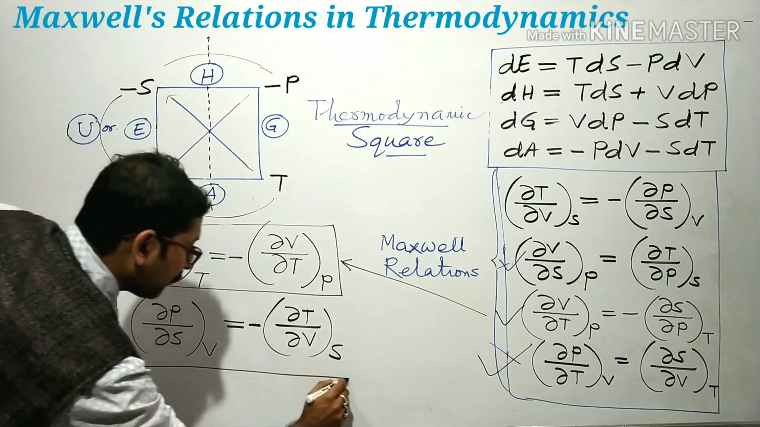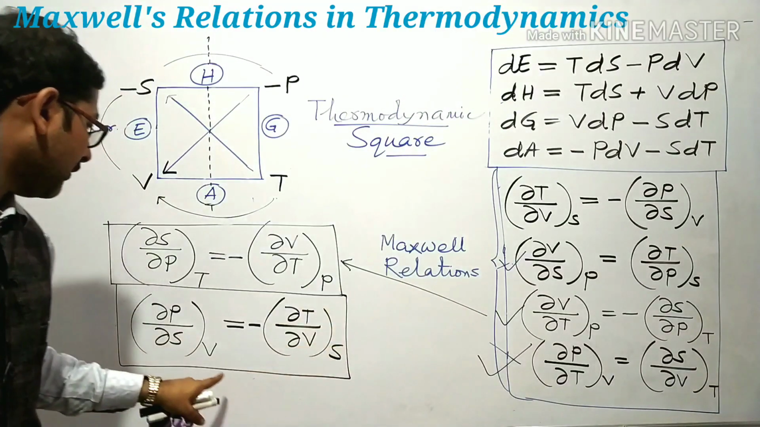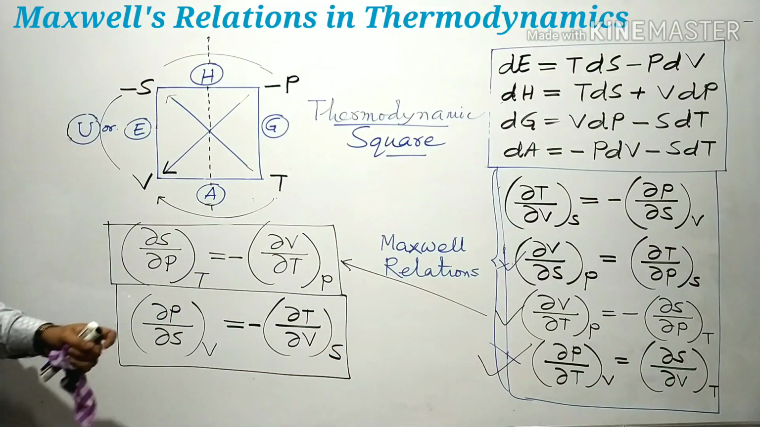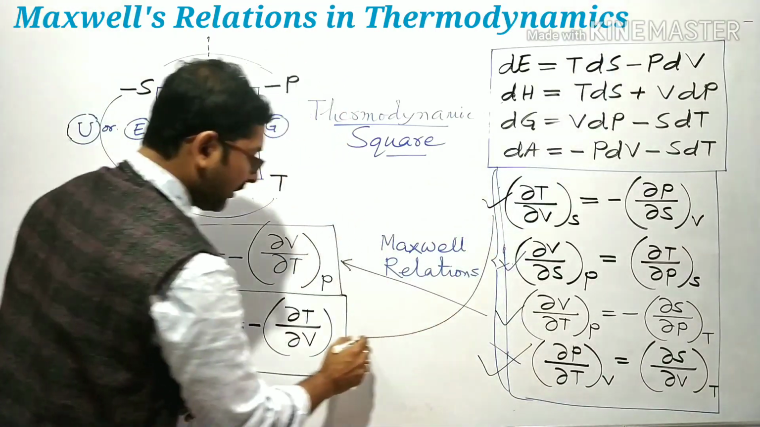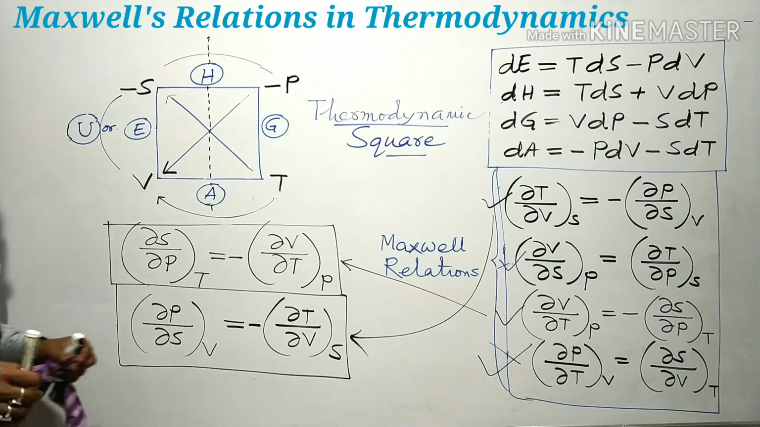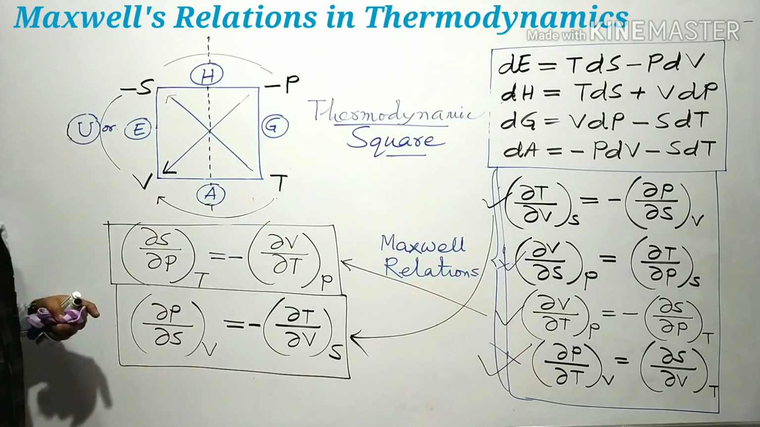This is our fourth thermodynamic Maxwell relation. We can verify it from here. Del P del S at constant V equals minus del T del V at constant S. So this is our fourth Maxwell relation. In this way we can memorize the four Maxwell relations.